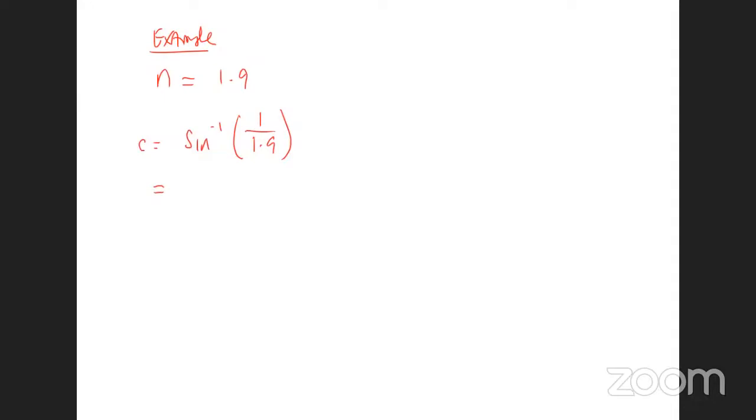What's sine inverse 1 on n? 1 on 1.9. How much? 31 point something. Okay. 31.8 degrees. All right. That is your critical angle.